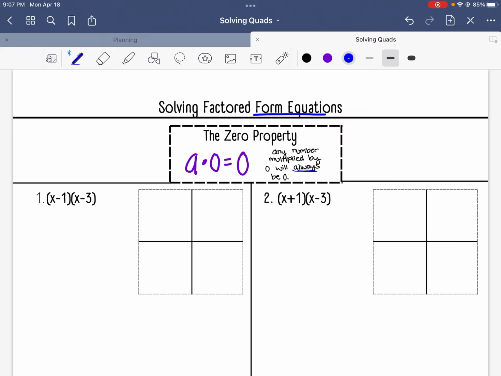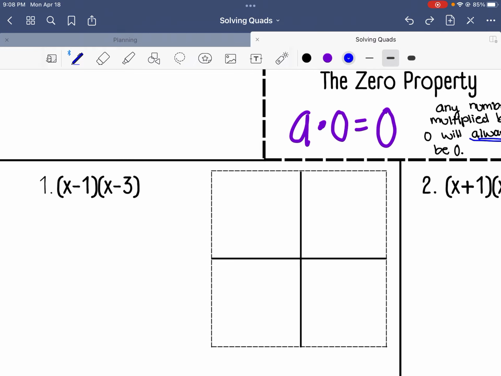So right here, we are solving factored form equations, okay? With our number one, this is factored form because I have it in parentheses like this. So when I'm trying to find the roots of my equation, I'm trying to figure out what will make this thing zero. And by that I mean, what x can I plug in here that's going to give me zero, okay?